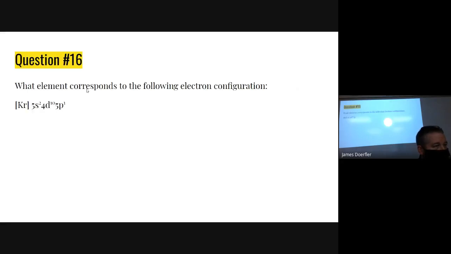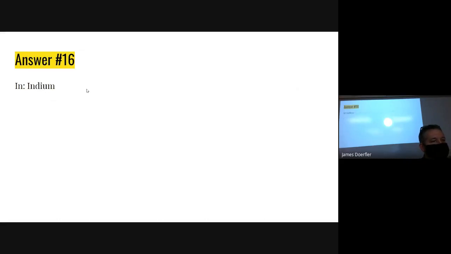Question 16. I'm going to ask you this question. What element corresponds to the following electron configuration? Kr, or krypton, 5s2, 4d10, 5p1. Indium. Very good.